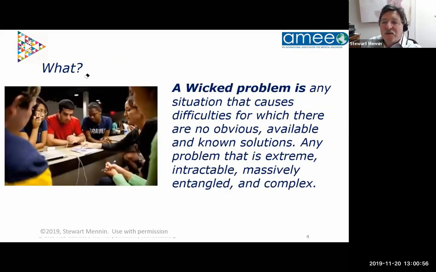So we begin by asking what? What is a wicked problem? And a wicked problem is any situation that causes difficulties for which there are no obvious, available, and known solutions. Any problem that is extreme or intractable or massively entangled and complex. And just as a simple example, here is a group of students. It could be residents, it could be people working in any group, but they're focused on an issue, on a problem, and they're all collaborating and working together on it. And if there's no obvious solution or no clear causality, it becomes a wicked problem.